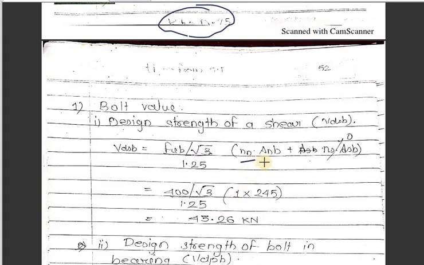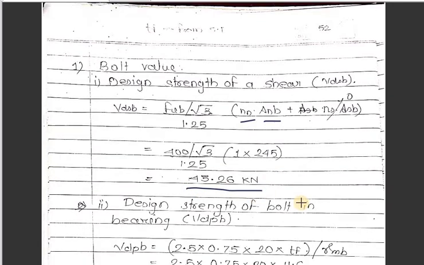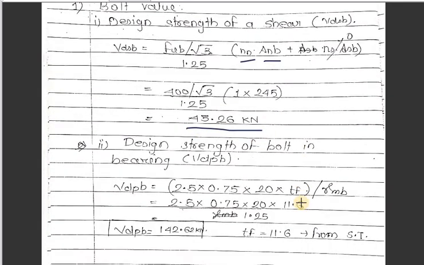What is anb? Already we have calculated the area of the shank, the threaded portion. The area of the threaded portion here we have taken as 245. After all calculations, it comes to be 45.26 kilonewtons.